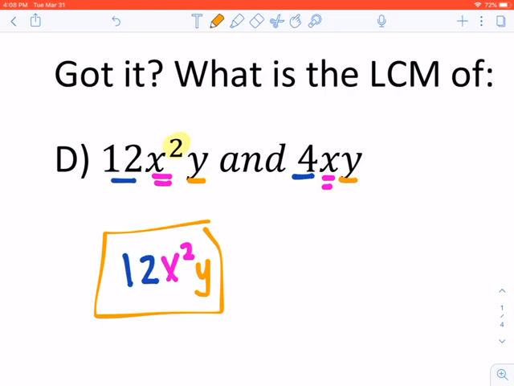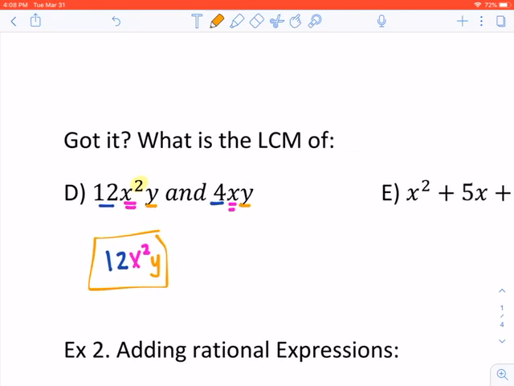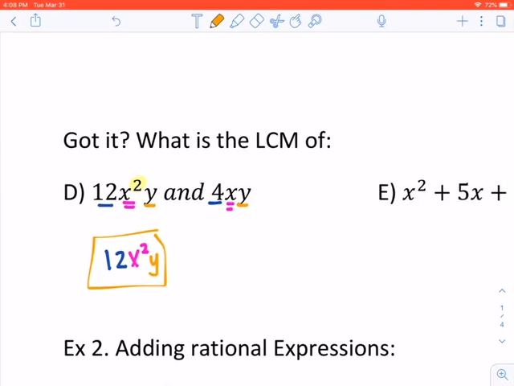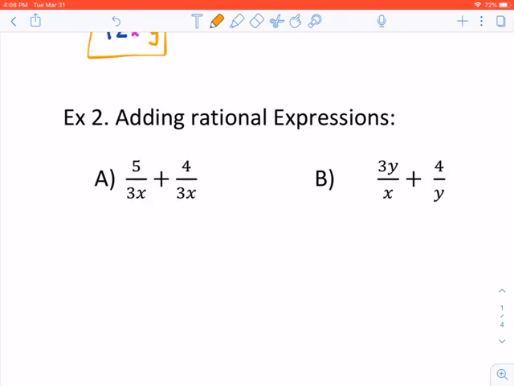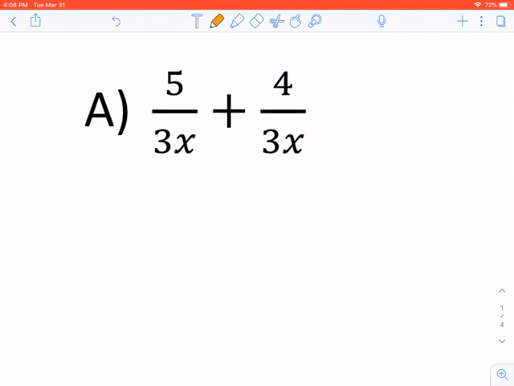So let's start. We're going to add and subtract, but we're going to look at fractions that already have a common denominator. We're only going to do a few problems. Most of them will have a common denominator. We'll do one today that does not have a common denominator. We're going to keep it simple here.